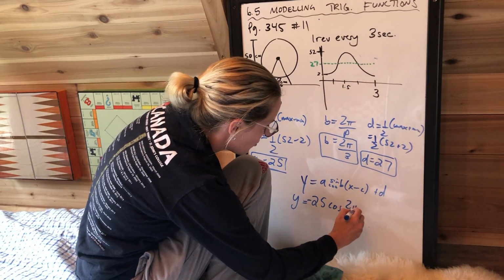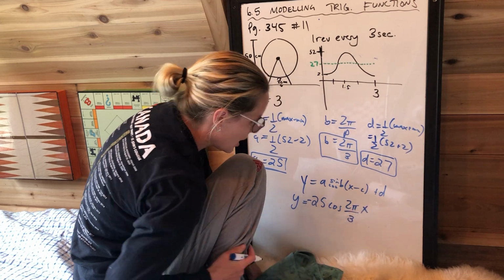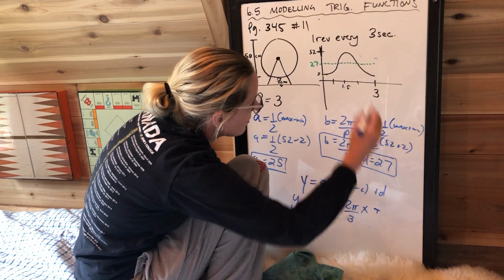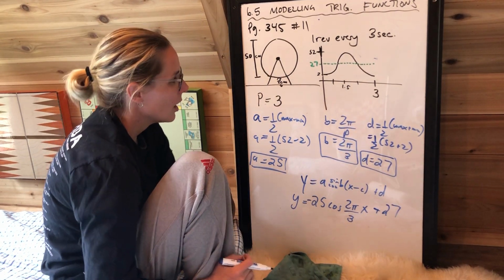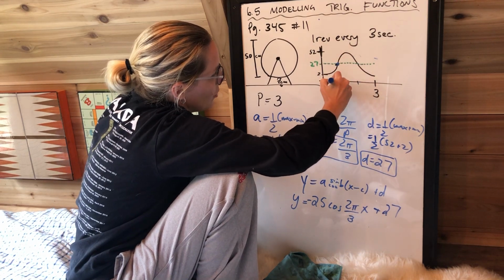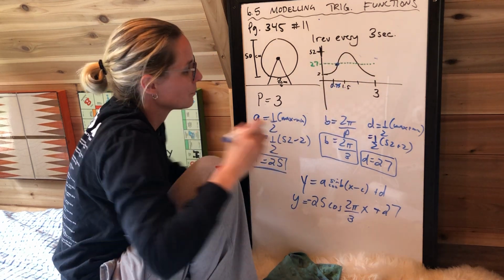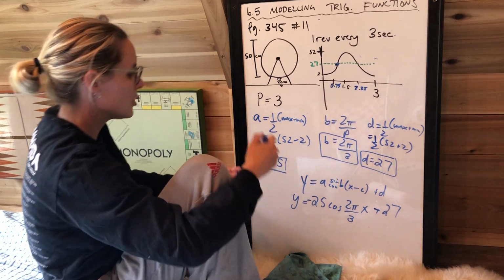My B value is 2 pi over 3 times x. And I don't have a C value because that's natural, plus my D value of 27. And that's how I would do that one. You could make it a sine graph, and then you would just need to know that this is 0.75 seconds. So it's been shifted right 0.75. That one's 2.25, but it's really up to you.